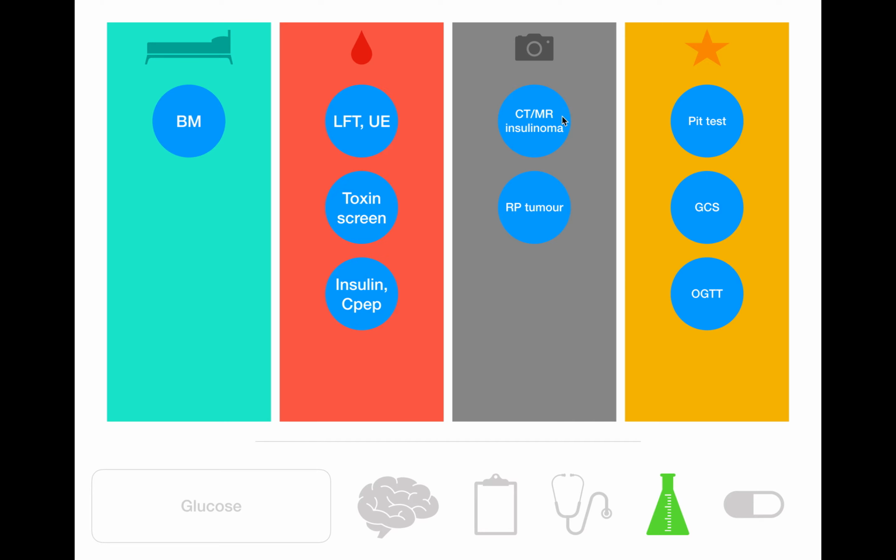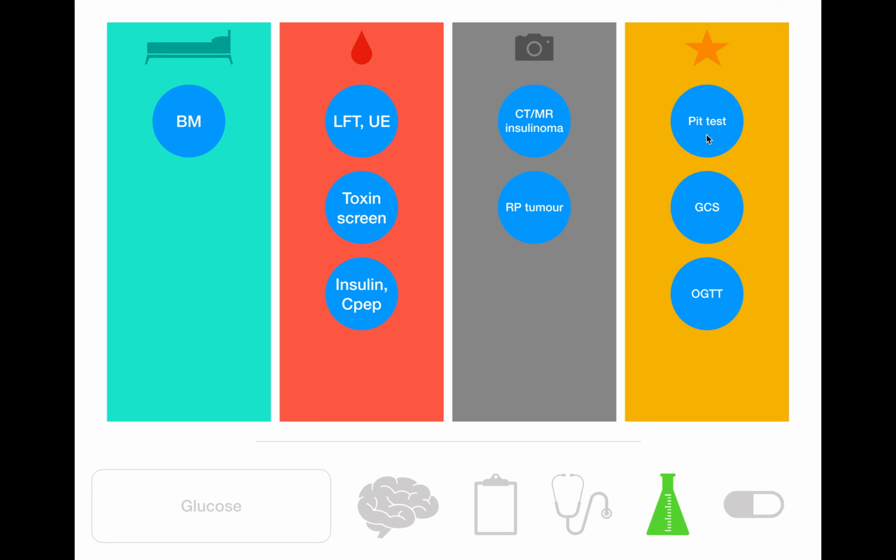You can do a CT-MR for insulinomas or retroperitoneal tumours. That's RP tumours, retroperitoneal tumours. You can also test the pituitary gland to see if glucocorticosteroids are being released, because, as we said, glucocorticosteroids cause gluconeogenesis. So if there's an adenoma that's causing too much ACTH to be released, which causes an upregulation of the release of cortisol from the adrenal glands.